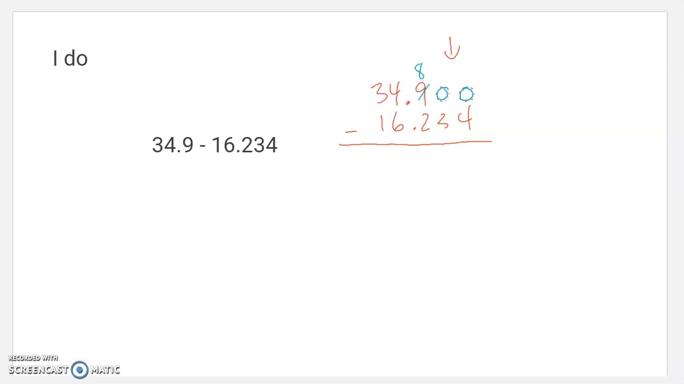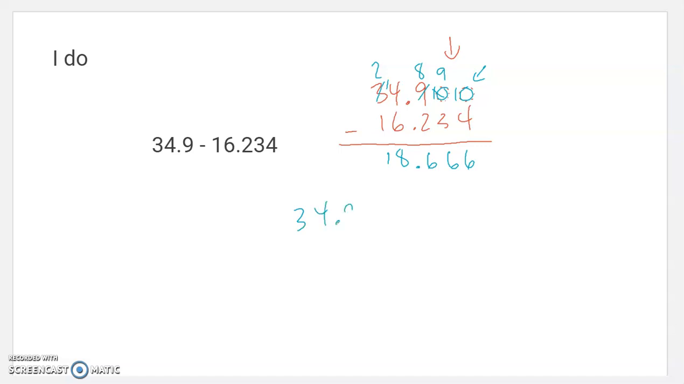So I'm going to take one of these to make 10 of these, and then I can take one of these to make 10 of these. And now I can subtract everything. So 10 minus 4 is 6. 9 minus 3 is 6. 8 minus 2 is 6. Didn't mean for that to happen. Regroup here. 8 and 1. 18 and 666 thousandths.